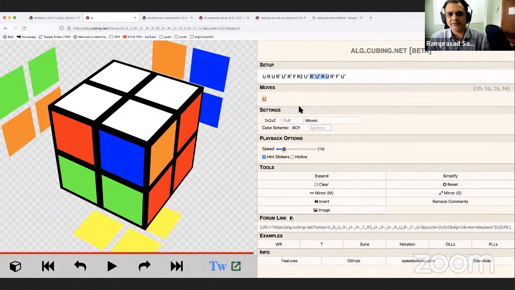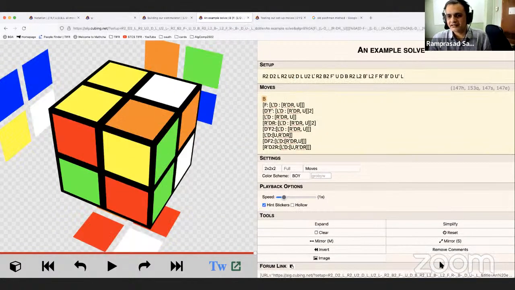Okay, so let me stop here. Some point today, I will share the full solve with some comments so that you can try it out on your own. Okay, cool.